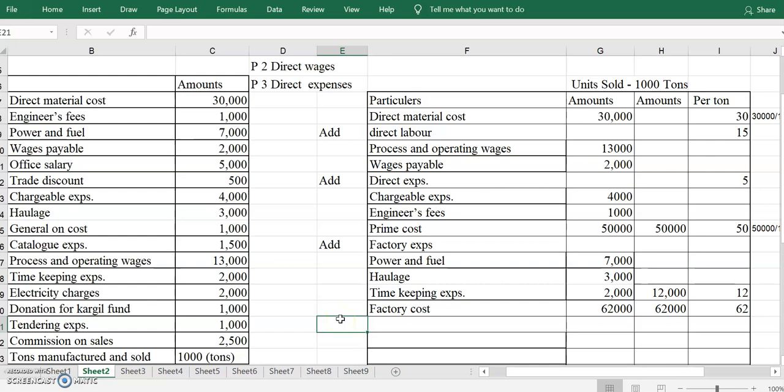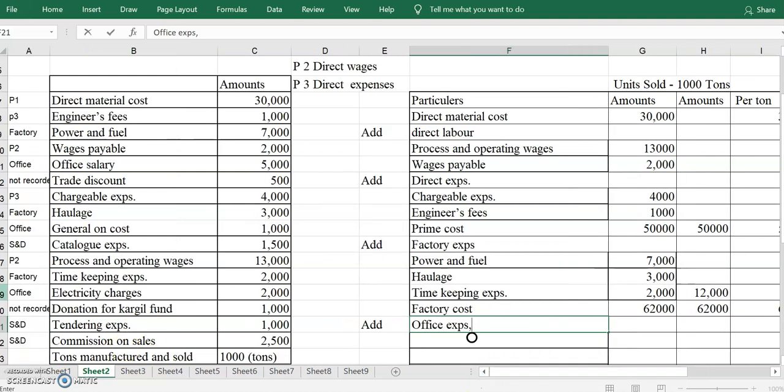Okay, so next heading, add... now we have completed the factory expenses. Now we continue with the office overheads or office expenses. Whatever headings are recorded under the office heading, we record here as office expenses. So what are office expenses? When we allocate, some headings are allocated under the head of office.